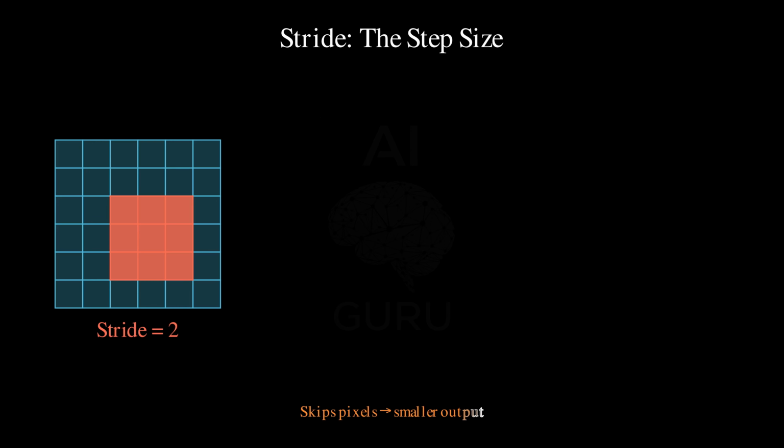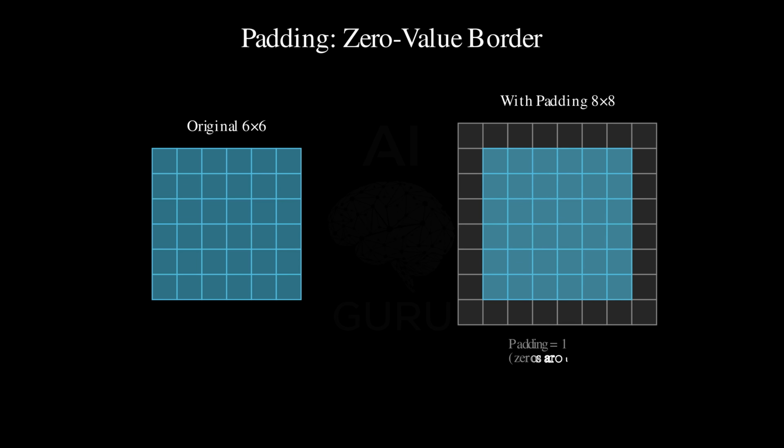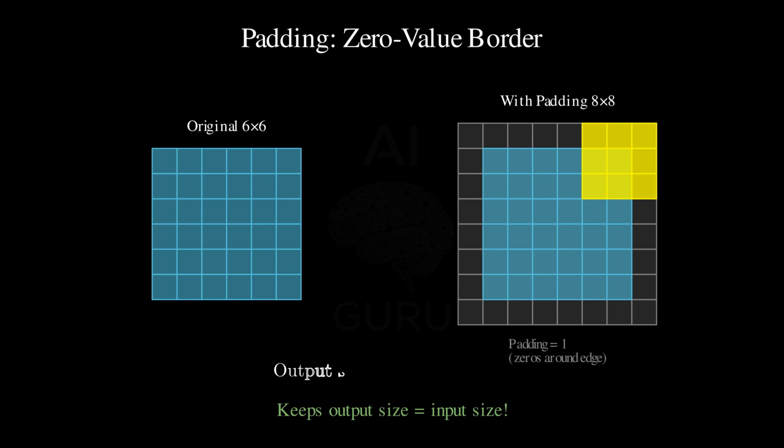This is where you add extra zero value pixels around the edge of the image. Why do that? It's mostly a mechanical trick. With a stride of 1, padding makes sure the output size of the layer is exactly the same as the input size. It just keeps things tidy.